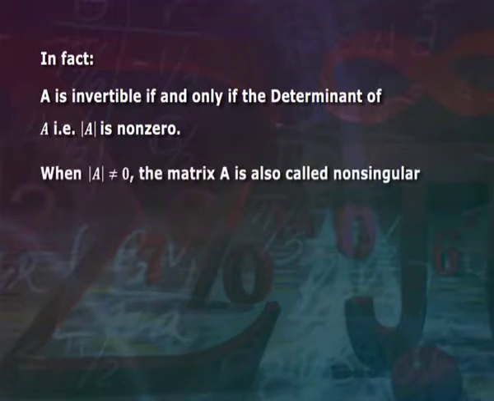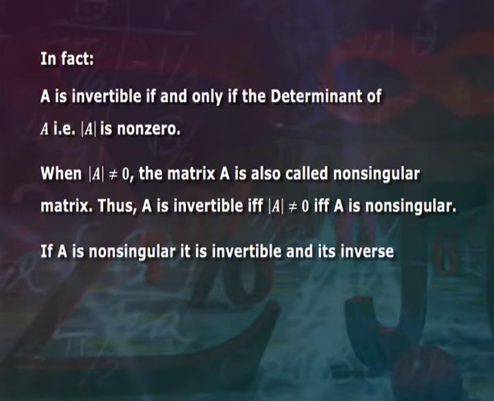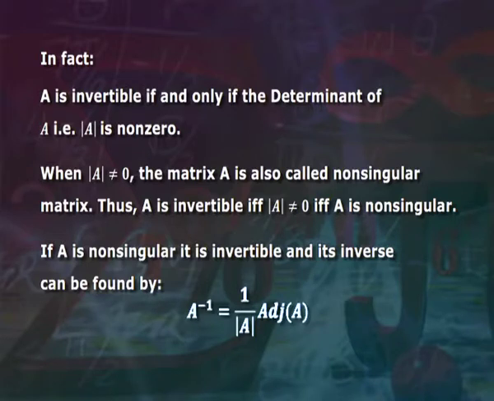When determinant A is non-zero, the matrix A is also called a non-singular matrix. Thus, A is invertible if and only if determinant A is non-zero, if and only if A is non-singular. If A is non-singular, it is invertible and its inverse can be found by A inverse is equal to 1 divided by determinant of A multiplied by adjoint of A.